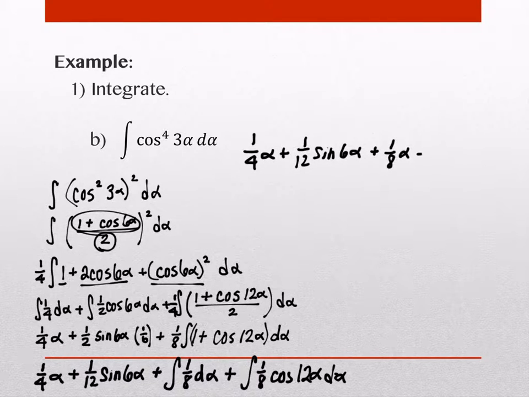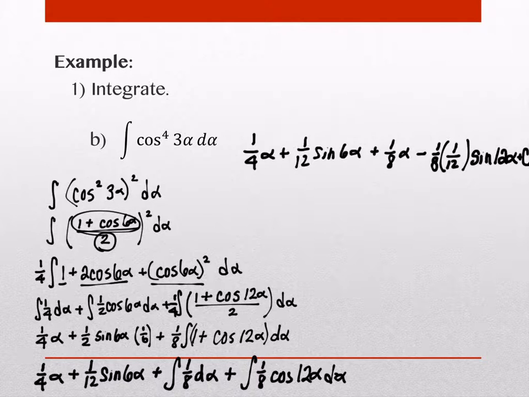All right, the last piece. Okay, what do we have? 1/8, and then what? Sine of 12 alpha times a 1 over 12. Yes, it is. And I have plus c at the end.